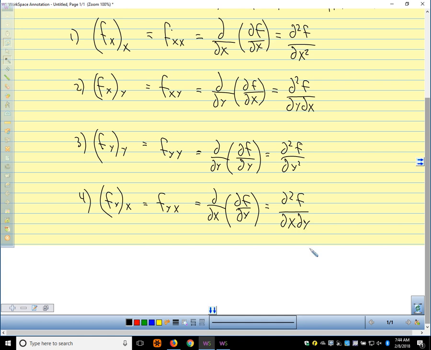And again, note on these partials, for the subscript notation and the differential notation, the order is reversed. And I'm going to put a little star here. Number 2 and number 4, we call the mixed partials.